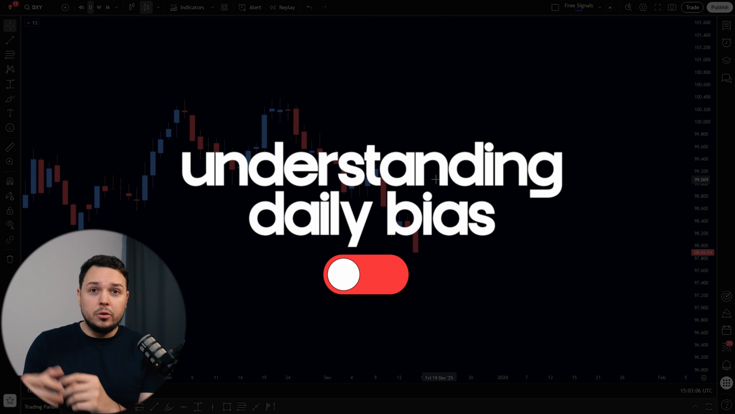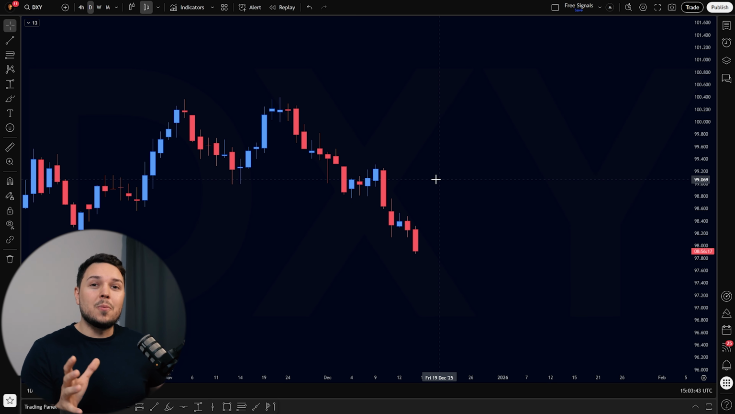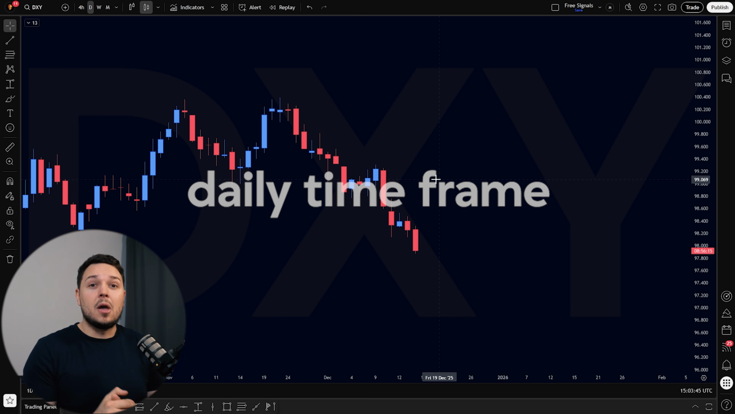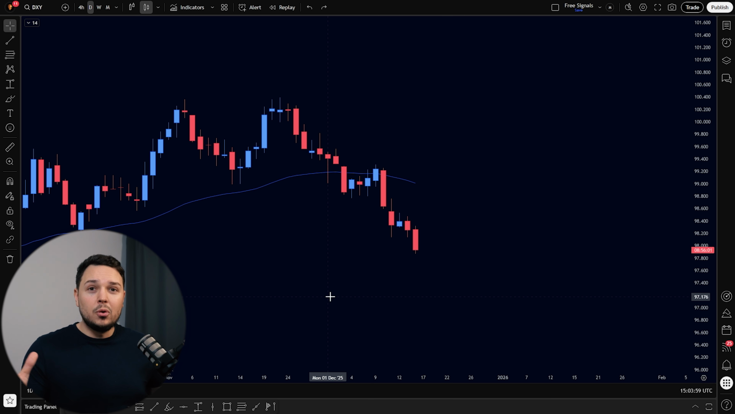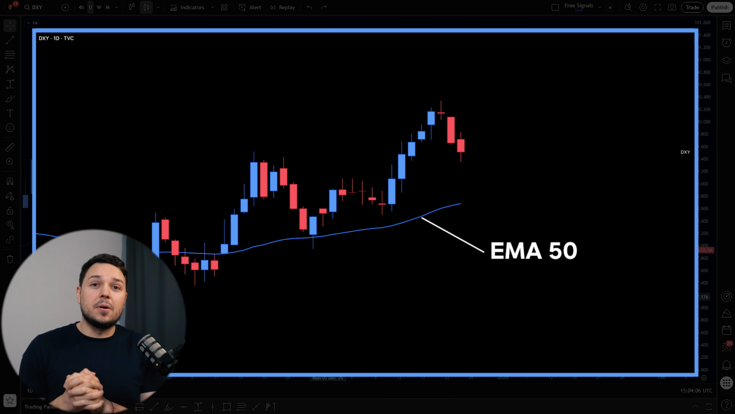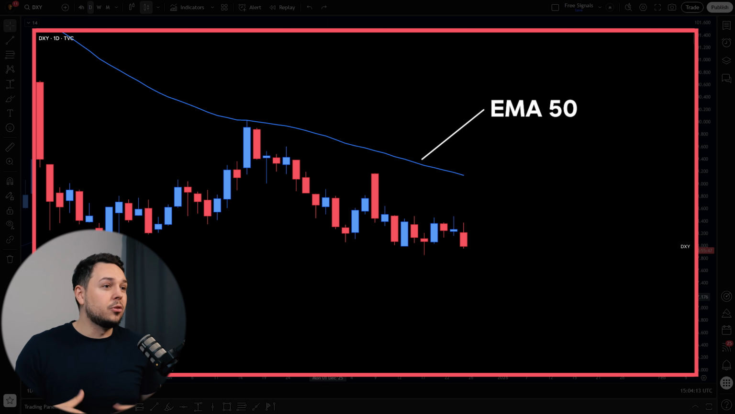The first thing we want to do is to understand the daily bias, whether it's currently risk on or risk off. For that, we straight away want to go on the DXY chart on the daily time frame, which is the US dollar index. And my rule is dead simple. If the price is above the 50 EMA line, the dollar is strong. If the price is below it, the dollar is weak.